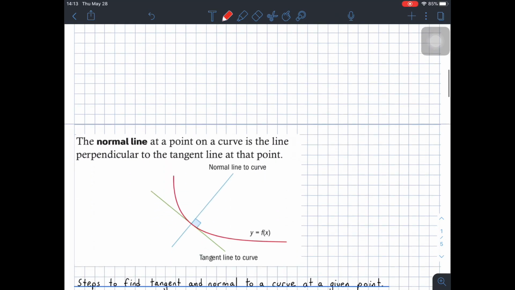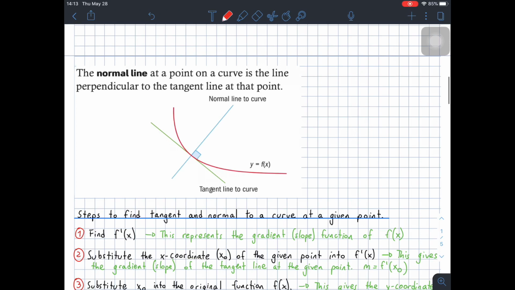Okay, so then we have a definition. The normal line at a point in a curve is the line perpendicular to the tangent line at that point. Okay, so in previous classes we have already seen what the tangent line is, right? The tangent line at this point, for example, is a line that touches the curve at exactly that point, right?